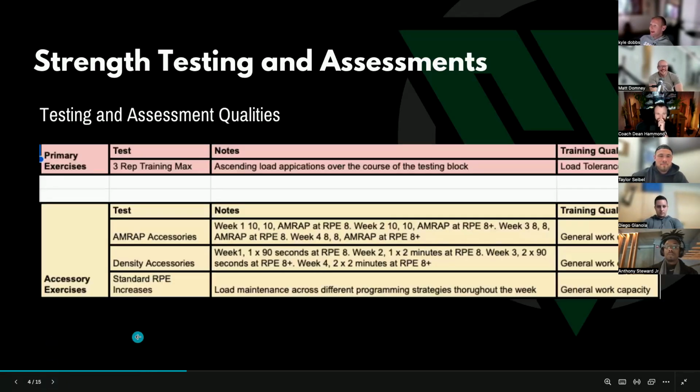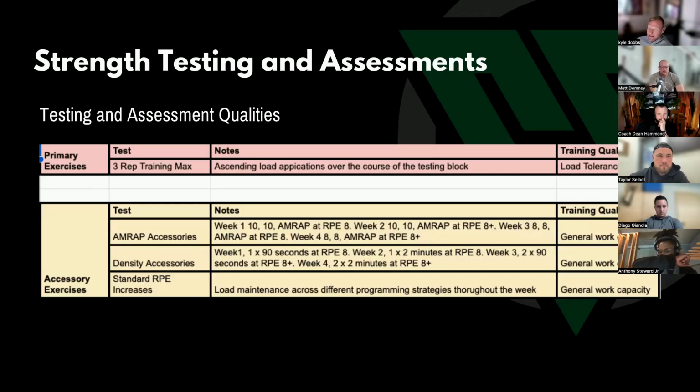So getting into what I'm looking at here, the primary exercise, like I said, is getting into the 3 rep training max. I use ascending load over a 4-week block. Week 1 for the main lifts, I'm doing 3 sets of 5 at 6, 7, 8 RPE. Week 2, I'm doing 3 sets of 5 at 7, 8, 9 RPE, where the cue is: begin your first set with the second set from last week, and move up 5 to 10% as you're able each round.